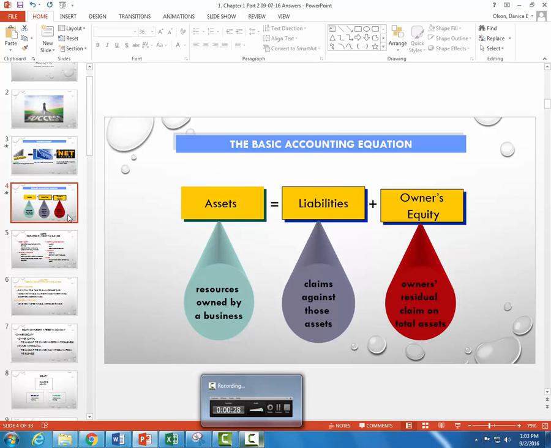The balance sheet has assets, which are equal to liabilities plus owner's equity. Assets are the resources owned by a business. Liabilities are claims against those assets. And owner's equity is the residual claim on total assets.